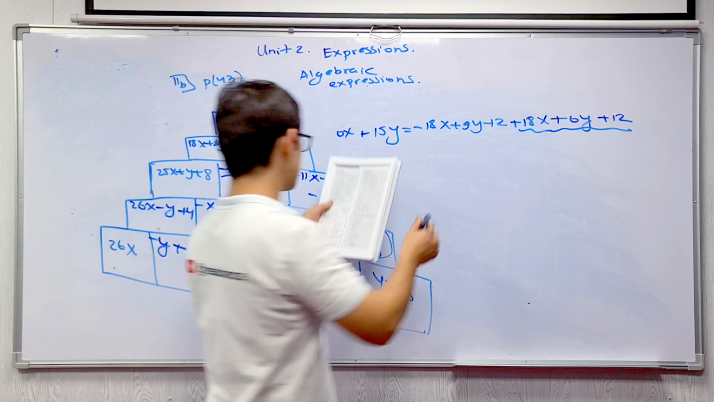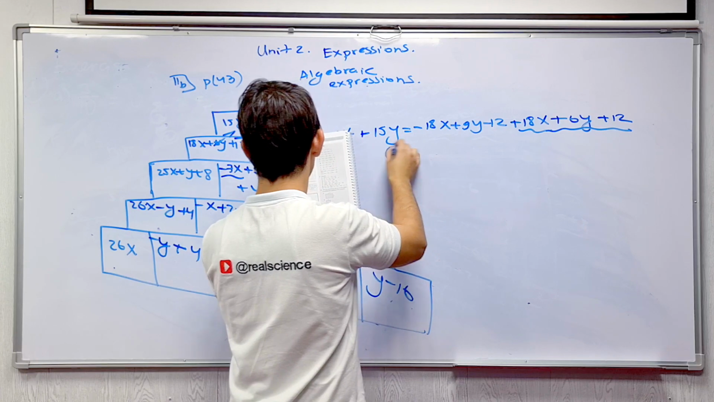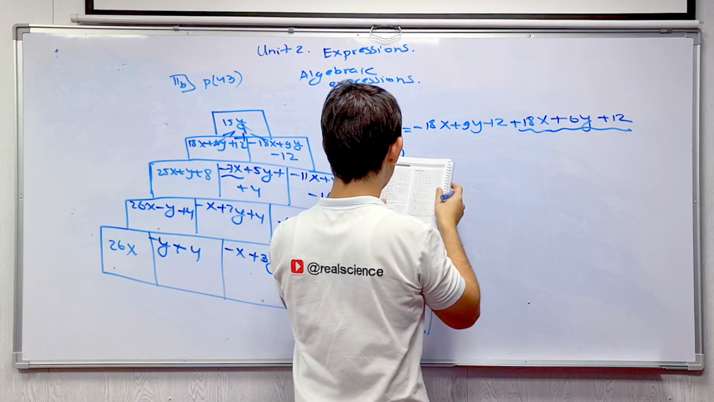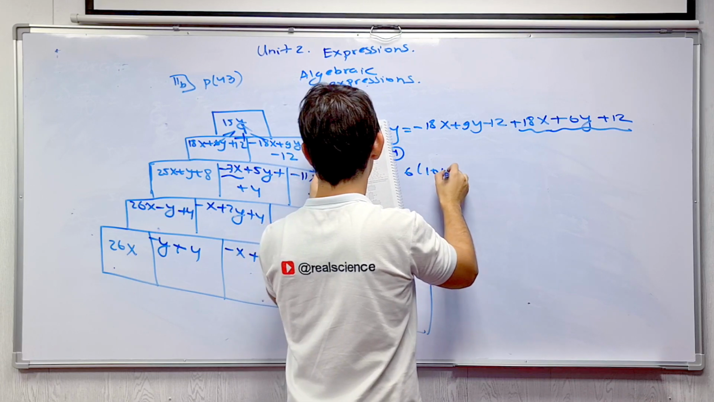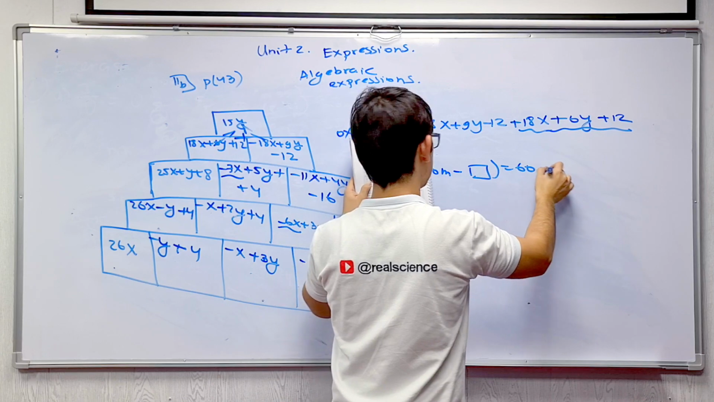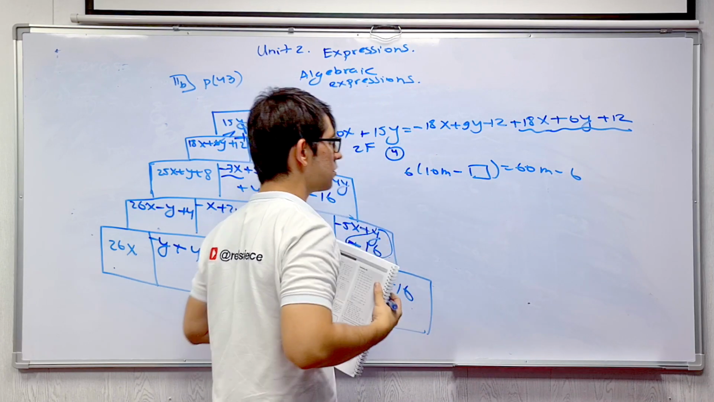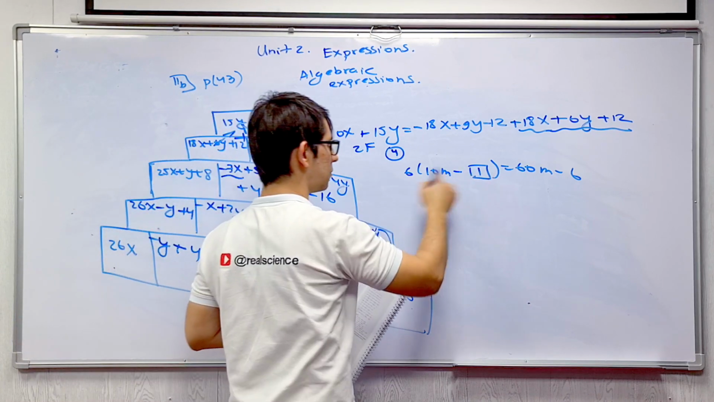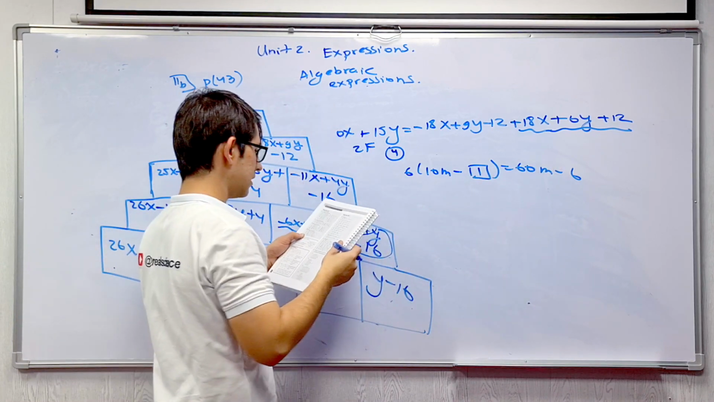So page number 44, exercise number 4, 2f. 6 tan m minus some number equals 6 to m minus 6. What should I write here? 1, right? Because 1 multiplied by 6 will give you minus 6 back.